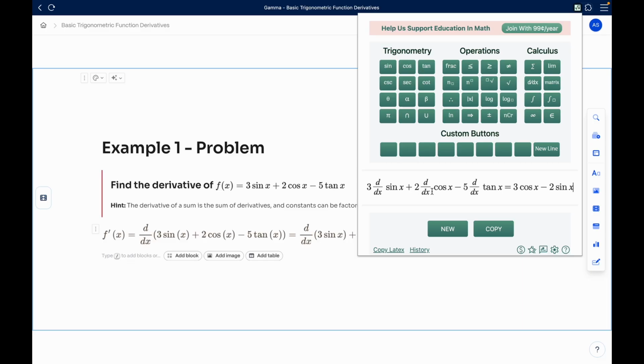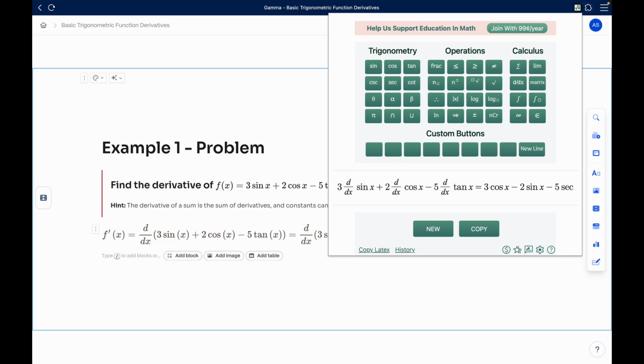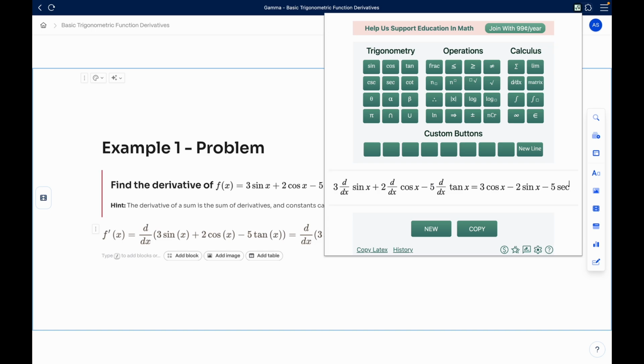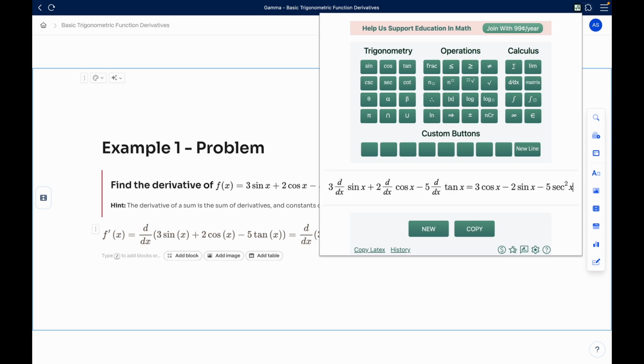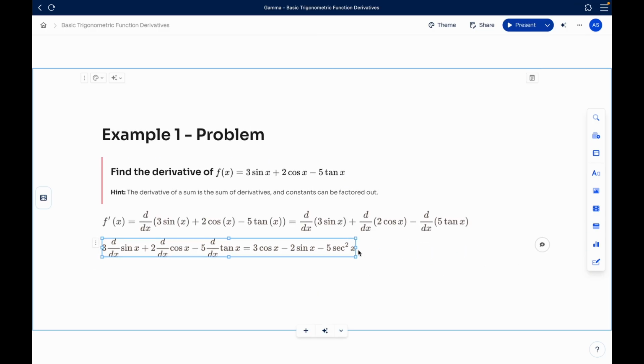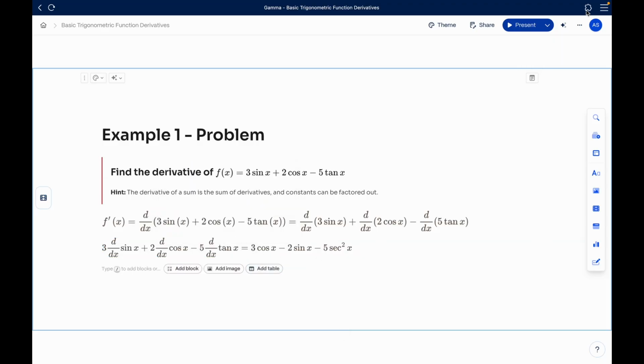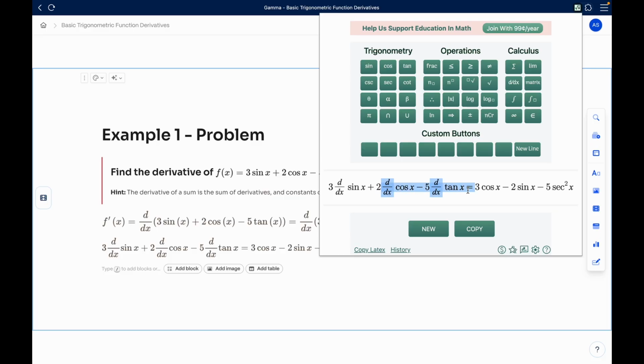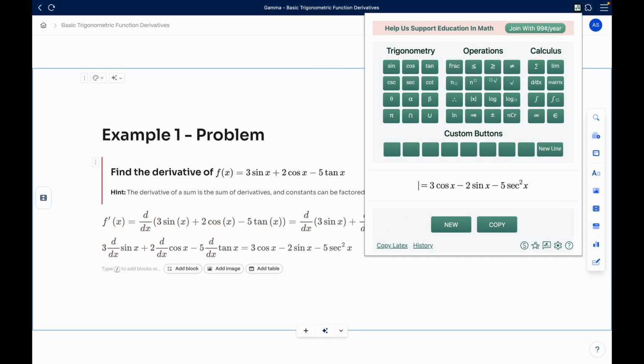So, 3 times cosine of x for sine of x, minus 2 times sine of x. Even though it has plus over here, the derivative of cosine of x is negative sine of x. Then, the derivative of tangent of x is secant squared x. So, we have negative 5 times secant squared x. And that is precisely our answer. F dash of x is equal to 3 cosine of x minus 2 sine x minus 5 secant squared x.